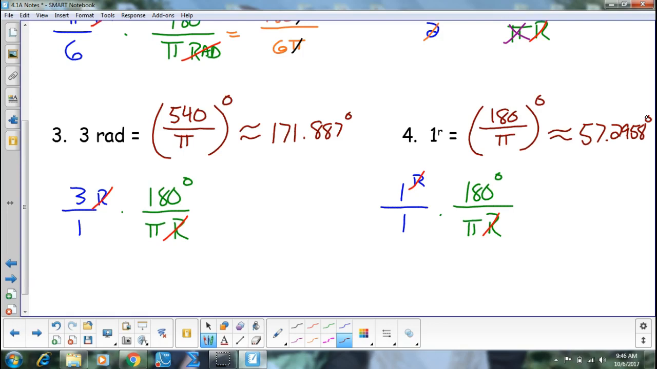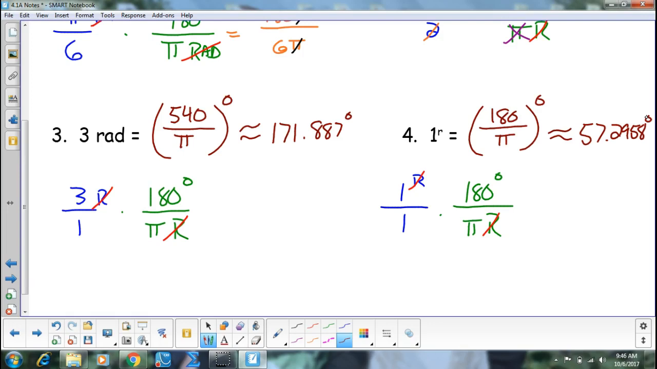Yes, ma'am. You need to put the parentheses around it. Because it's the fraction, and that way it doesn't get confused with being in radians, because the degree symbol is controlling it.